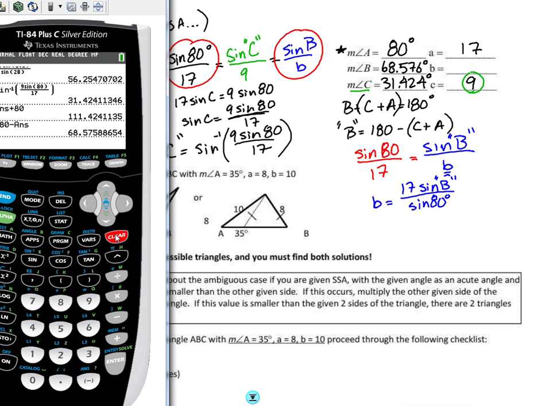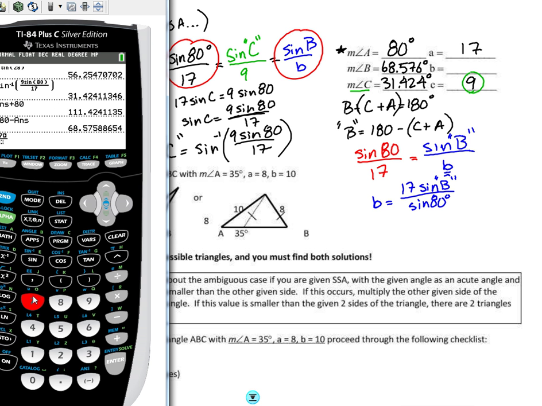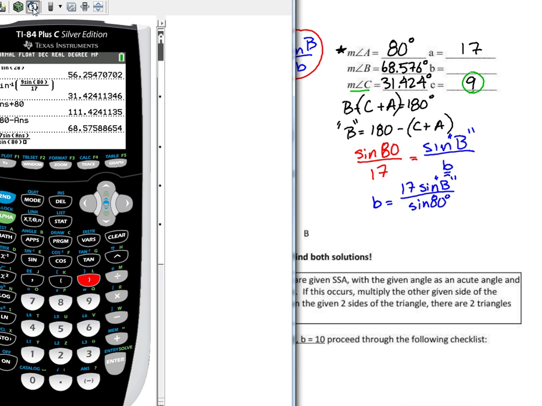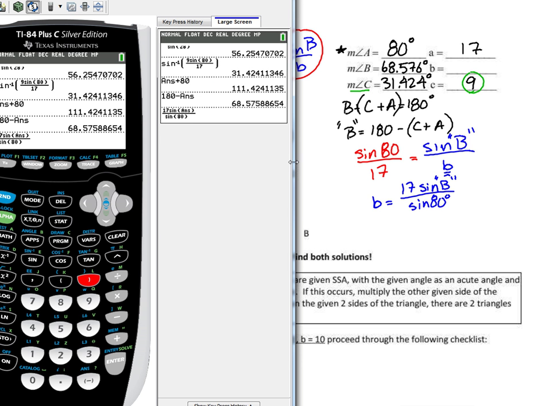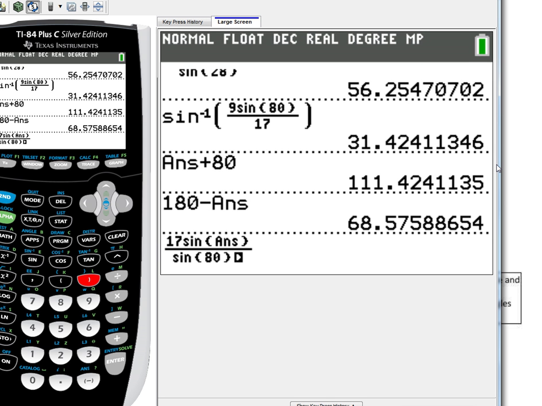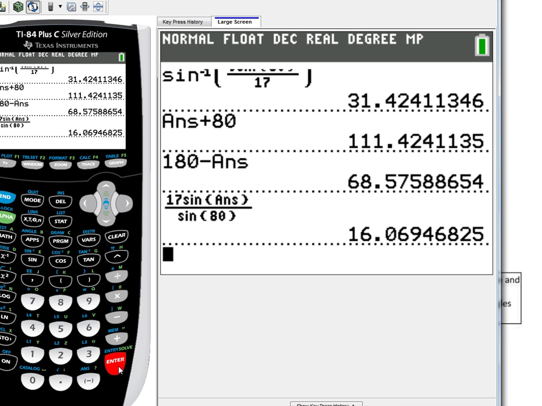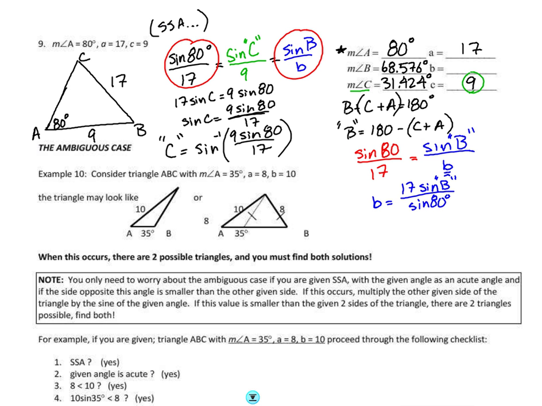17 times the sine of my angle B, which is previously entered here, so I just get the second negative sign, all over sine of 80 degrees. This process allows me to find the most accurate answer possible without rounding at all. When I plug this in and hit enter, I end up with 16.069, which gives me the exact answer that I'm looking for, rounded to 3 decimal places, 16.069.